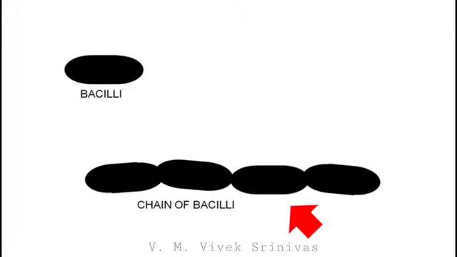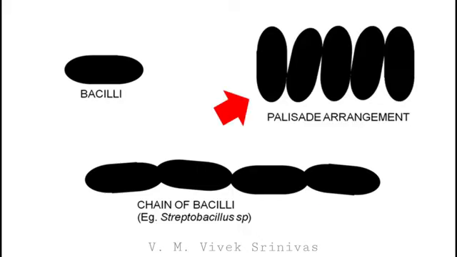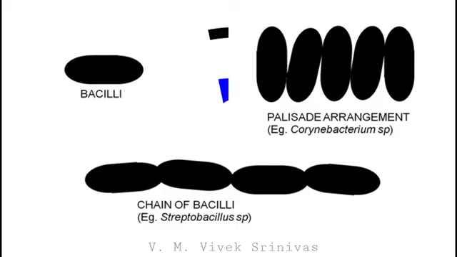You know, the rod-shaped bacteria is called as bacilli. It can be arranged as chain of bacilli. The example, Streptobacillus species. And the bacilli can also have palisade arrangement. The example, Corynebacterium species. These are some arrangements noticed in bacilli.